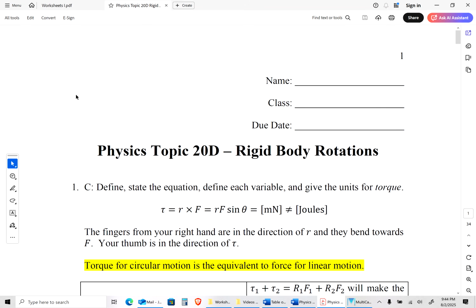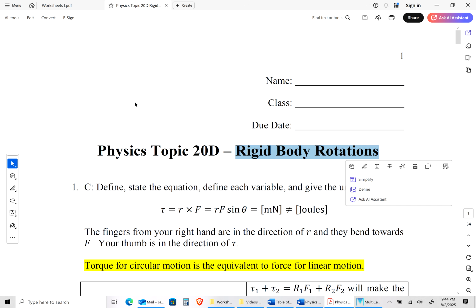This video is on rigid body rotations. Rigid means it's an object that you cannot compress or stretch or twist or change its shape. So it's an object that's rotating.